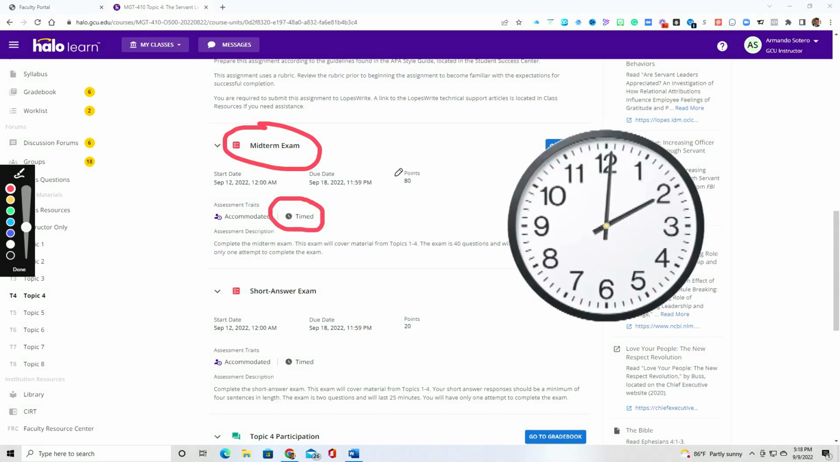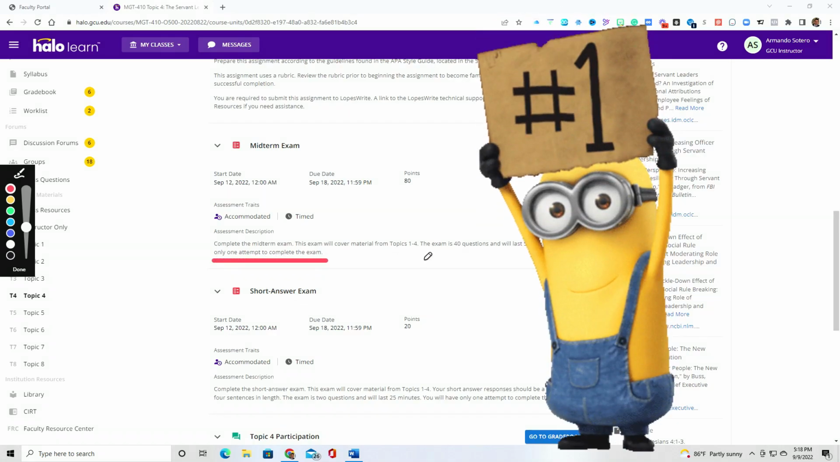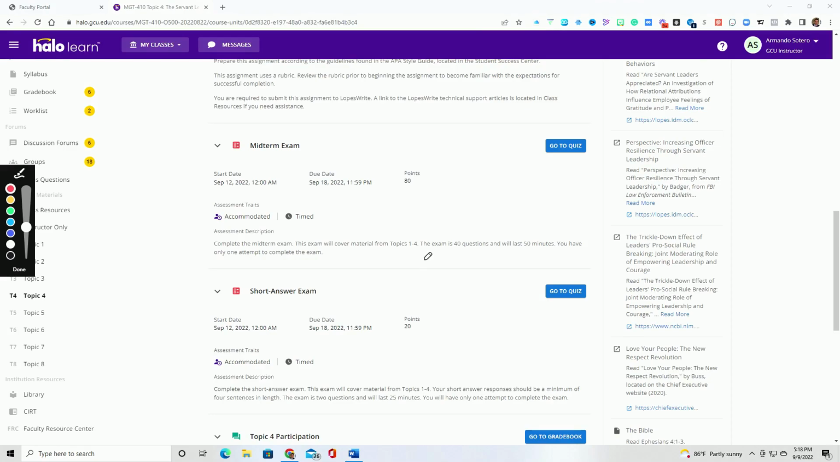It is timed. It's worth 80 points, okay? This exam is going to cover material from topics 1 through 4. It's 40 questions. It can last up to 50 minutes. This is what you need to know. You only get 1 attempt to complete that exam.